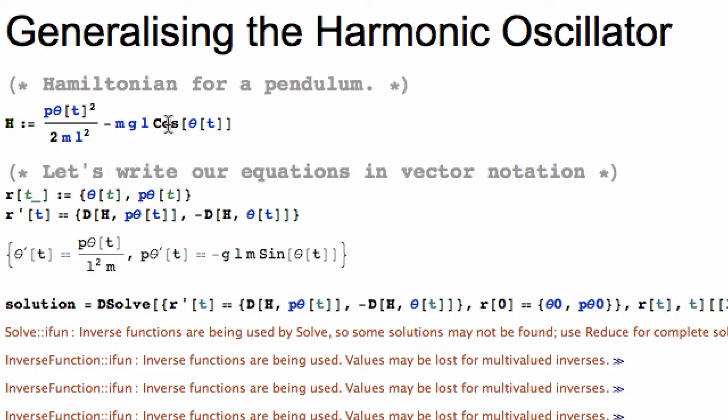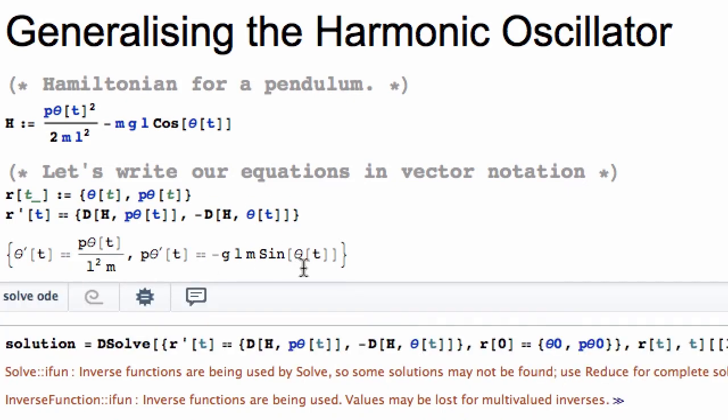So if our point mass is swinging around our axis at an angle theta from the bottom, then its gravitational potential energy will be minus mgl cos theta. So there's my Hamiltonian, and here's my equations of motion. Again, I'm just taking the derivative of the Hamiltonian with respect to p theta and theta. And there are my equations of motion.